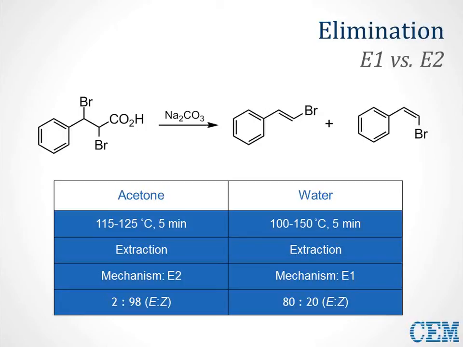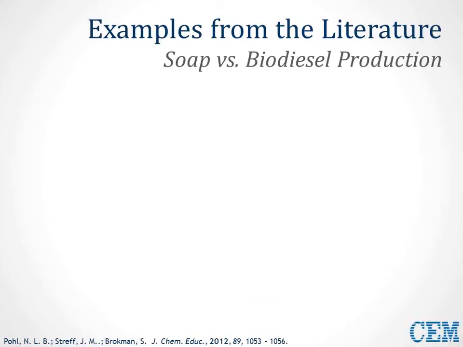So again, it can give you an opportunity to teach your students about those two different mechanisms, and also teach them about analyzing for those two different isomers. How would you determine that? Things like that. So again, very important and relevant information. All right, so those are some of the experiments that come out of that lab manual.